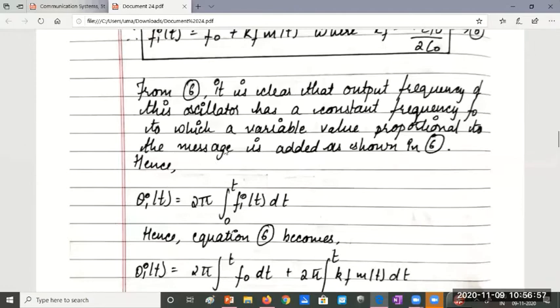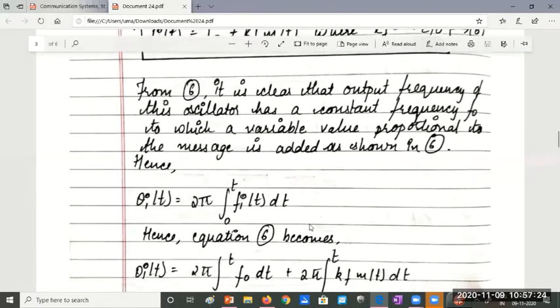Remember, theta is the integral of omega I dt. Omega is the angular frequency. Only when you integrate the angular frequency, you will get the angle of the signal. Please remember. So, fi is the natural frequency. If I multiply that fi with 2 pi, I'm going to get the angular frequency. That angular frequency I'm going to integrate from 0 to t.